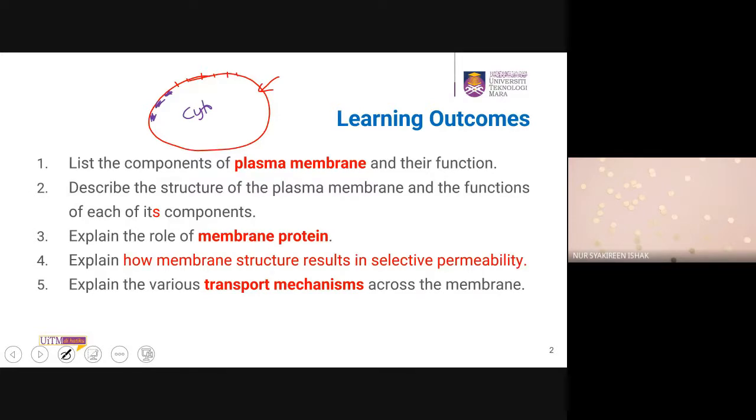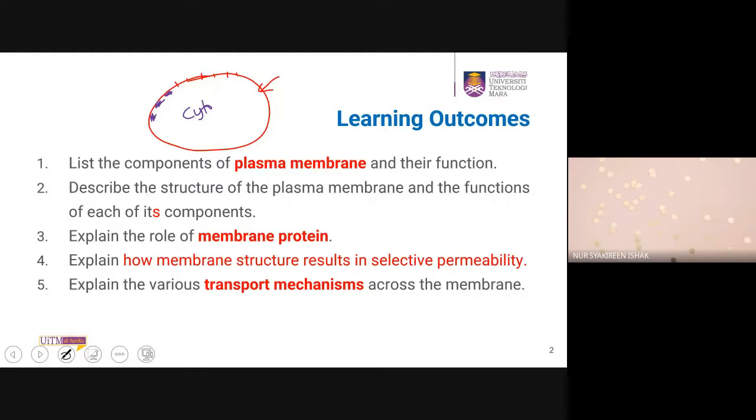Facilitated diffusion allows substances to enter into the cell according to the concentration gradient, from high to low concentration. So in order for these substances to enter into the cell or exit the cell, it is through what we call channel protein. For example, channel protein, which is a type of transport protein, such as aquaporin. Just now I mentioned aquaporin.